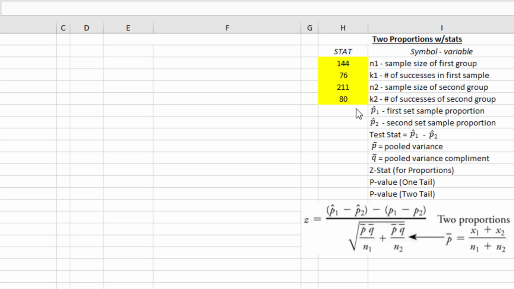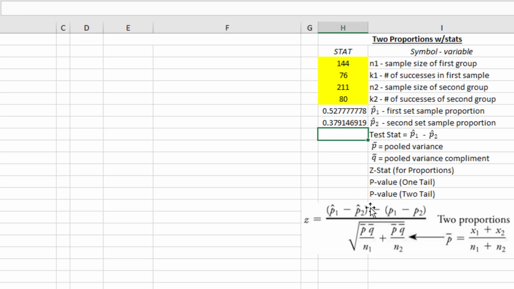So the first thing we have to calculate is our first sample proportion, our p hat of the first sample, right? And that is simply equal to the number of successes divided by our sample size. So there's that. And then we'll do the same thing with the second set. So that's going to equal the number of successes divided by that sample size.